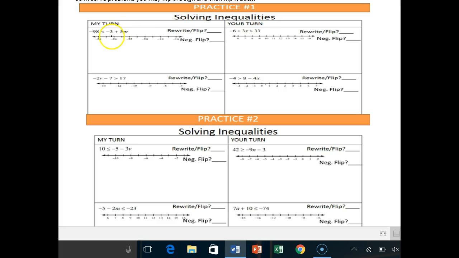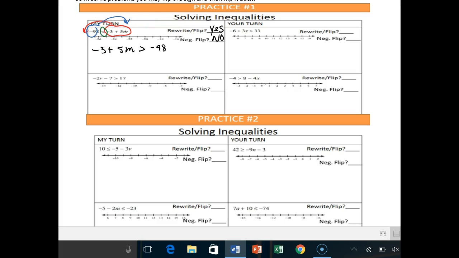So the first thing is, do I need a rewrite flip? Yes or no? Yes, I do, because the variable is on the right-hand side. Do I need a negative flip? Is my variable negative? No, it's not. So I'm just going to have to flip this once. So I'm going to rewrite this. Negative 3 plus 5m is greater than, I flipped my inequality sign, negative 98. So again, what did I do? I took this whole expression right here, I moved it on this side. I took this whole expression right here, I moved it on this side, and I flipped my sign as well, okay?